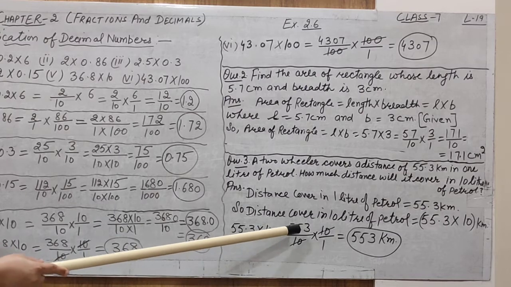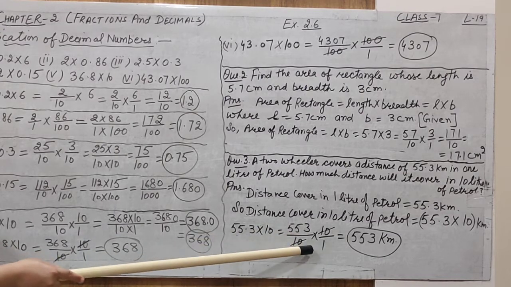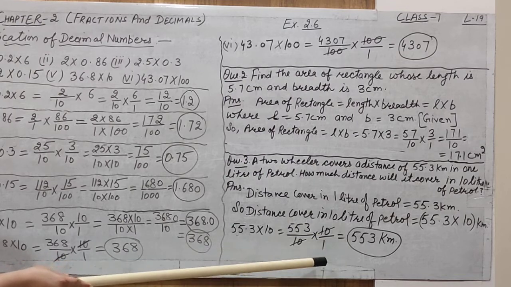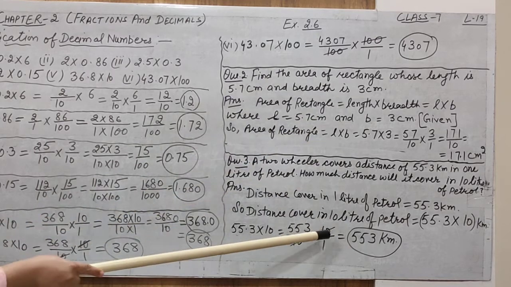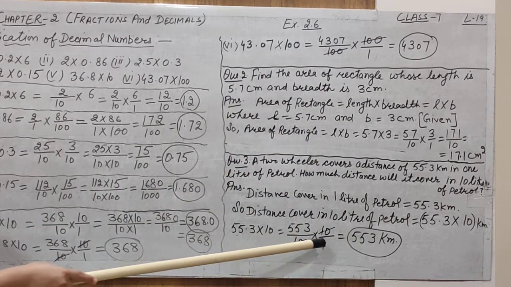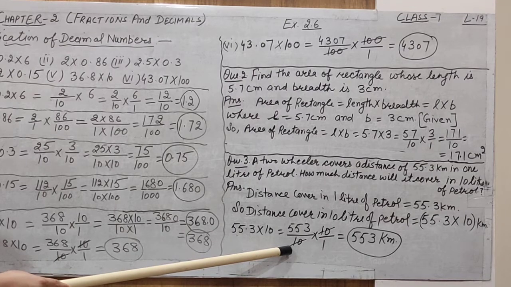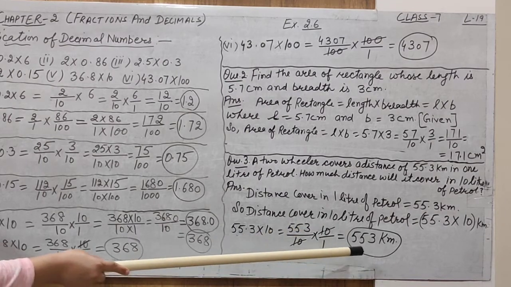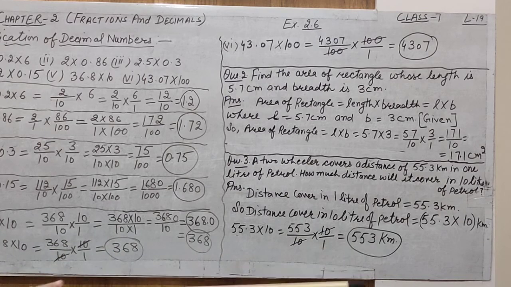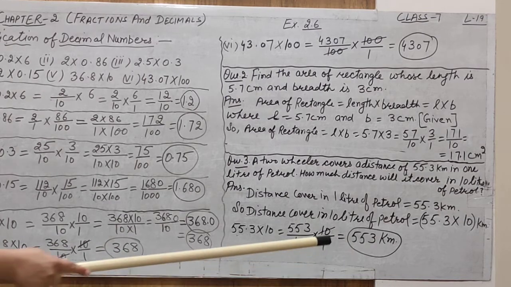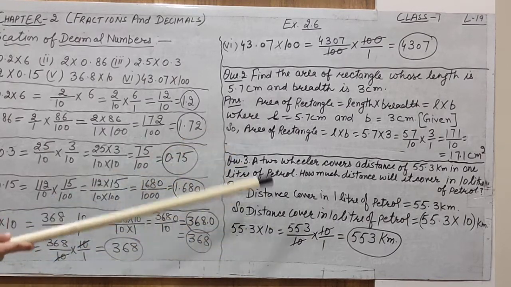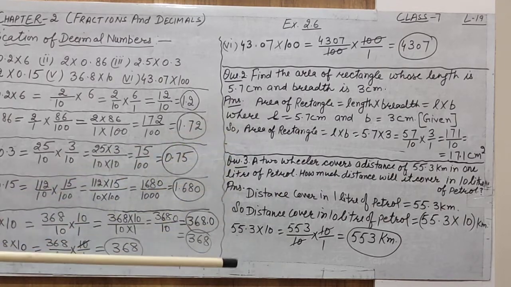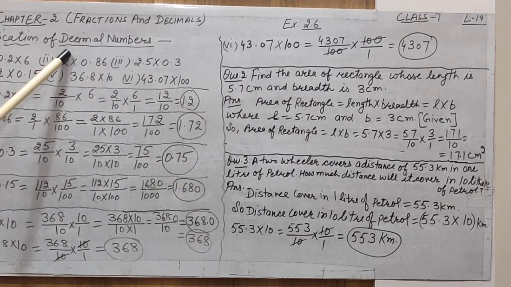So we get 553 divided by 10 multiplied with 10 by 1, that is a whole number changed into fractional. Now 10 can be cancelled out by 10, because 10 is in the numerator and 10 in the denominator. So we get the direct result. 553 kilometer distance is covered using 10 liter of petrol. I thought students you understand very well such kind of questions in which the multiplication of decimal is used. These are called applications of the multiplication of the decimals.